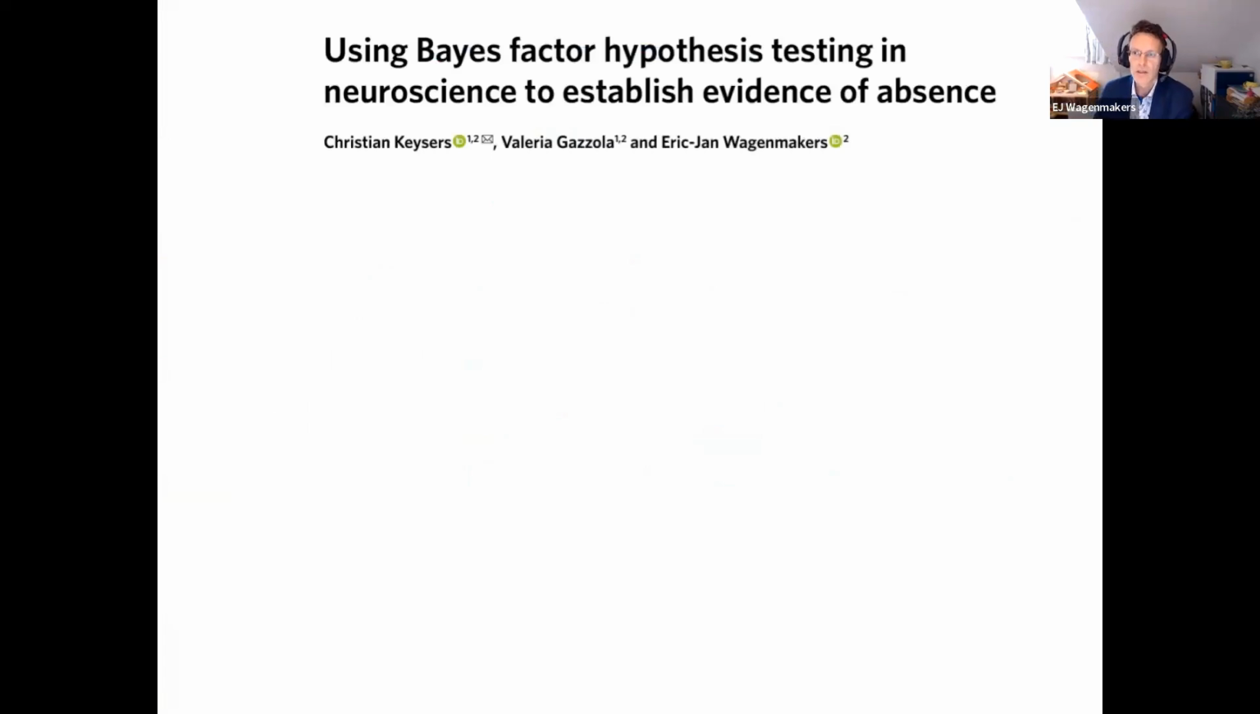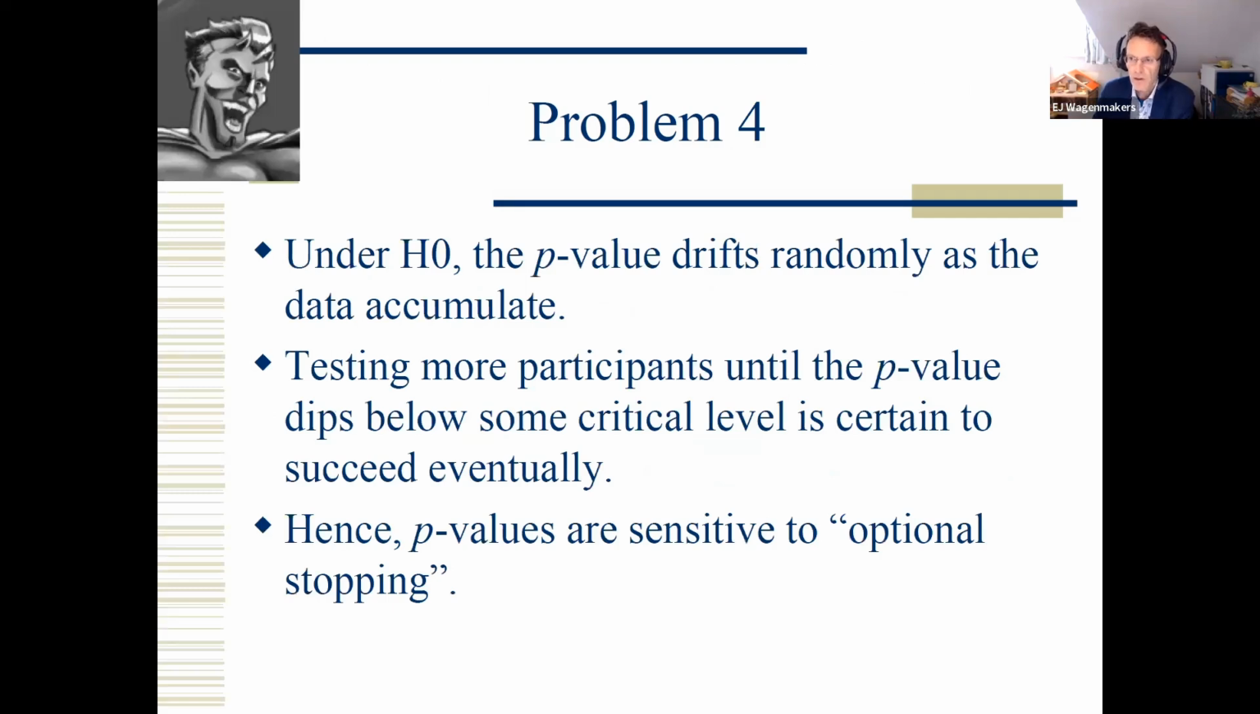So this conundrum and its Bayesian solution is discussed in this paper by Keizers, Gazola, and myself. Okay, fourth problem. This is somehow counterintuitive for some people, but under the null hypothesis, as the data accumulate, the p-value drifts randomly. So it will take on every value in between 0 and 1. So if you wait long enough and you keep testing participants, eventually you will get the p-value you like. So you're certain to succeed if you are sufficiently persistent.